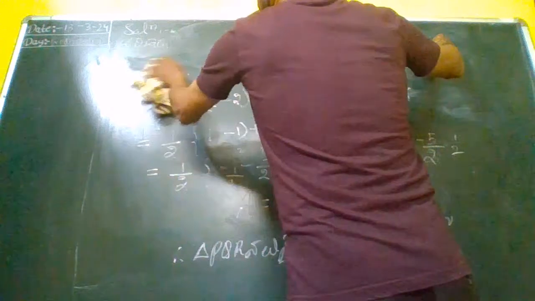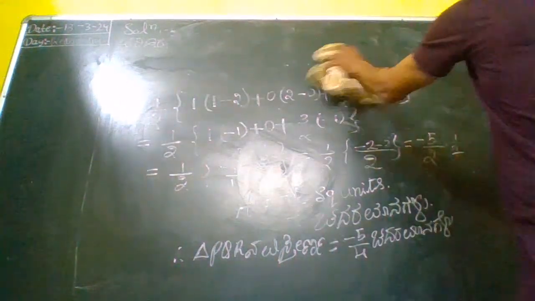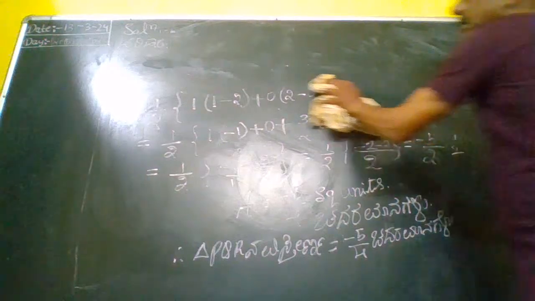So 6, 20, 100 and left. Yes, 6 and 20, 100 and left. So now we should do.